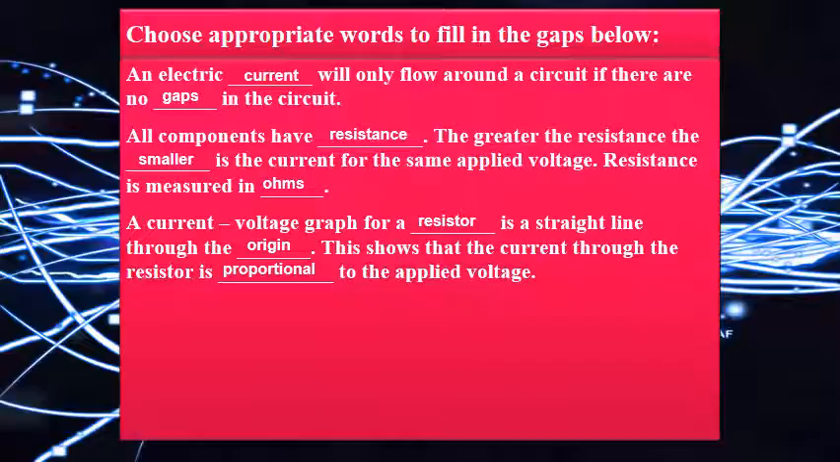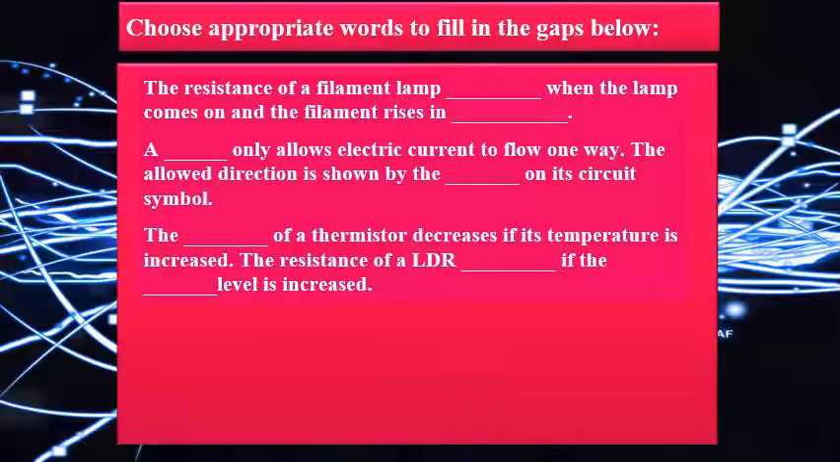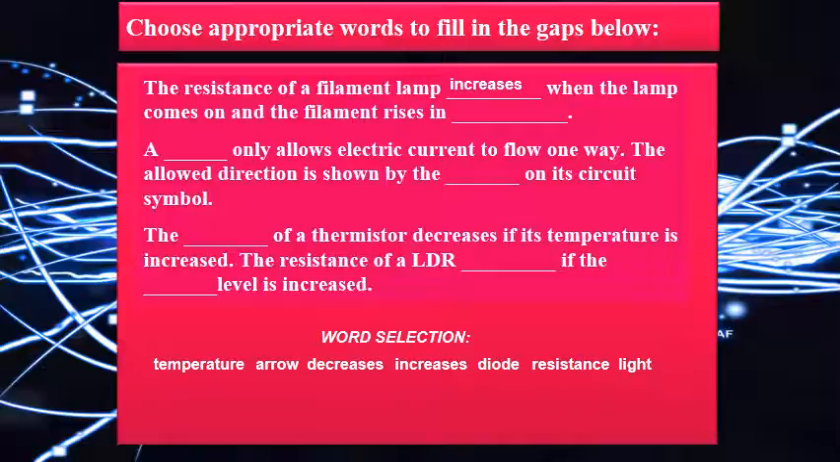So that's Ohm's law and an ohmic resistor. However, in this lesson we've learned about non-ohmic resistors. The resistance of a filament lamp increases when the lamp comes on and the filament rises in temperature. A diode only allows electrical current to flow in one direction, so there's too much resistance in the other direction. The allowed direction is shown by the arrow in the circuit diagram.